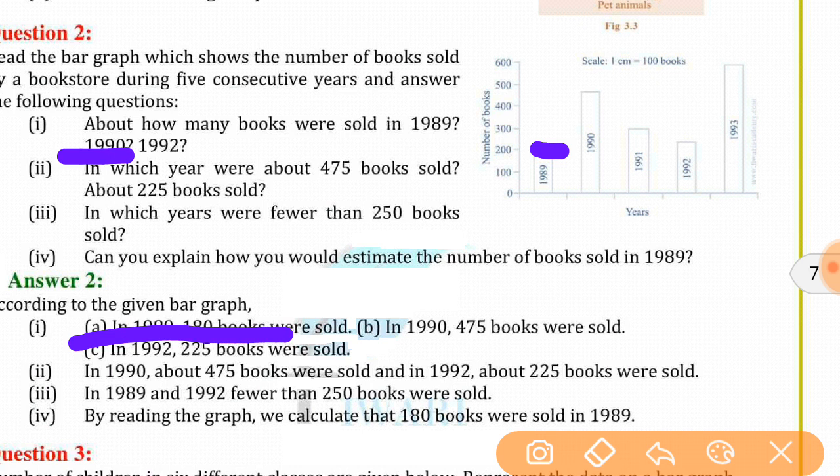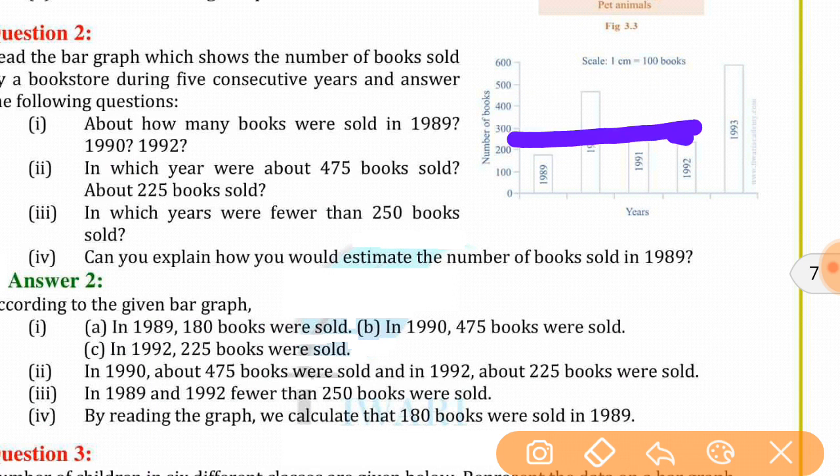And what about 1990? 1990 and 1992 also we can find. Where is 1990 here? This is the same thing, but it is a very thin distance between the lines. So 500 is there, so maybe it is 475. Then 1992, here is 1992. Using your scale you can identify which number it is. 225 you can observe here.